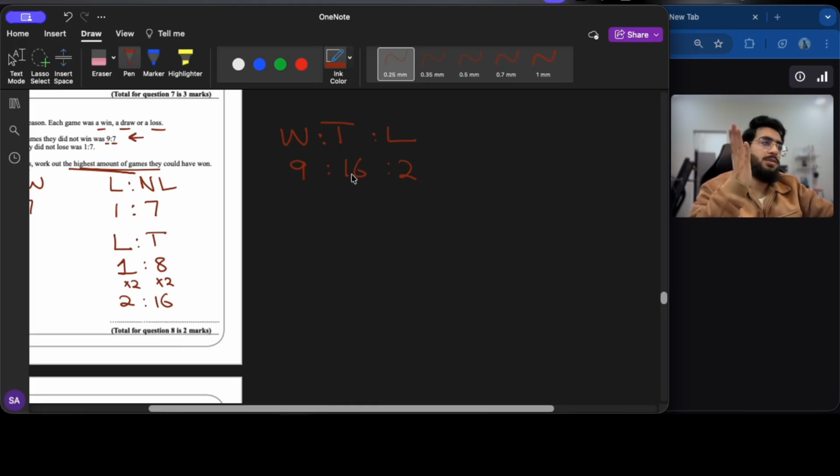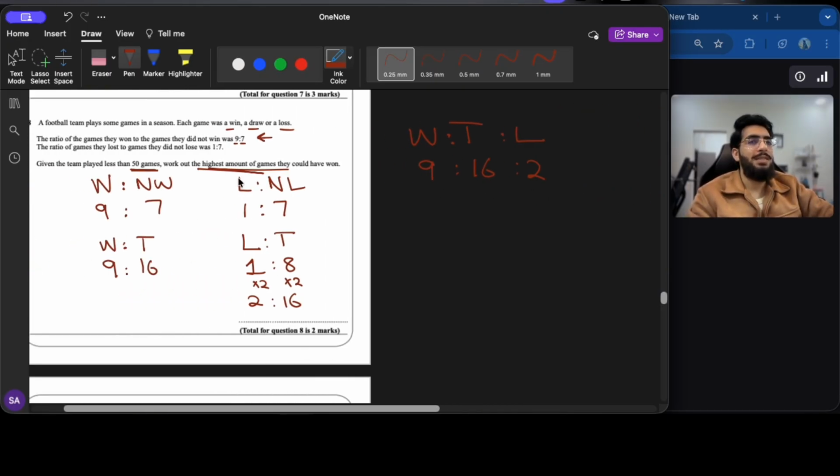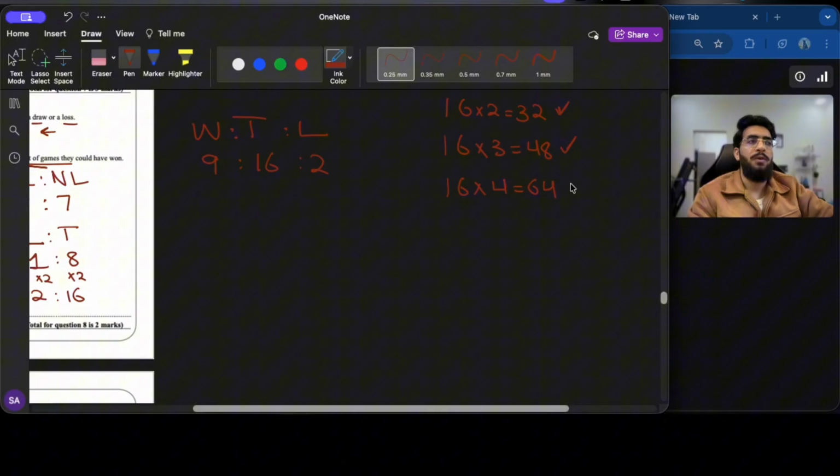And then since it is in ratio, we have to times win and lose with the same number as well. So if we do 16 times 2, that would be 32. Okay, that's less than 50, I'll see if I have to consider it. And if I do 16 times 3, that would just be 48. That is also less than 50. So yes, I can consider it. 16 times 4 would just be 64, and since that's greater than 50, I won't be considering it.